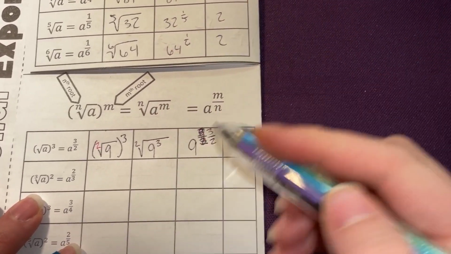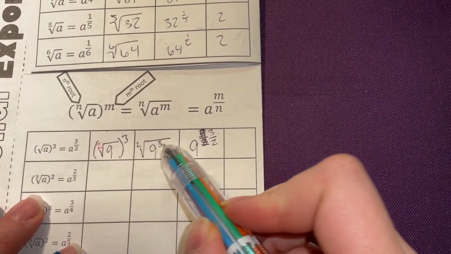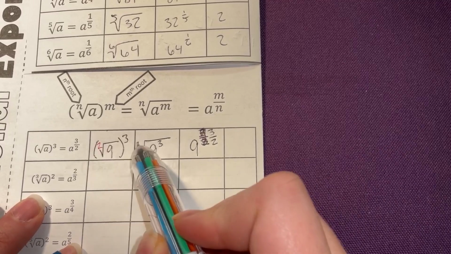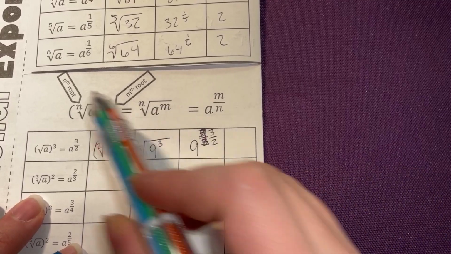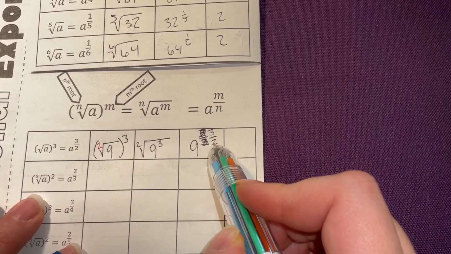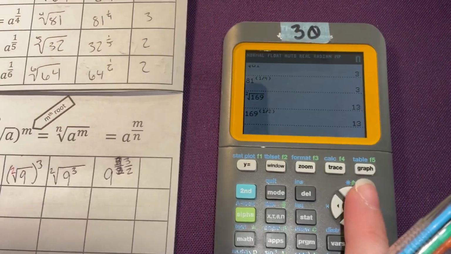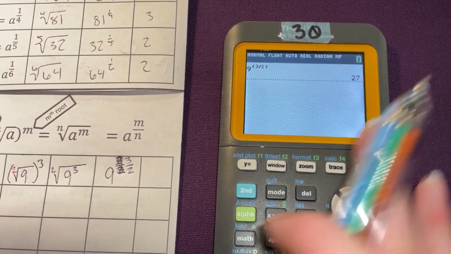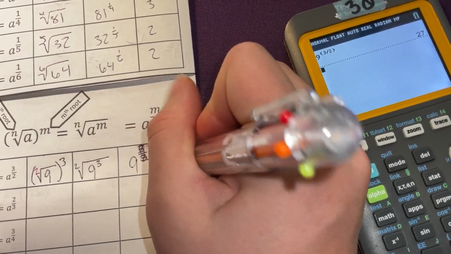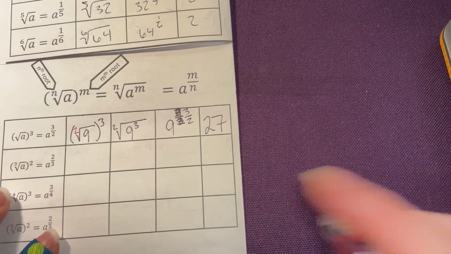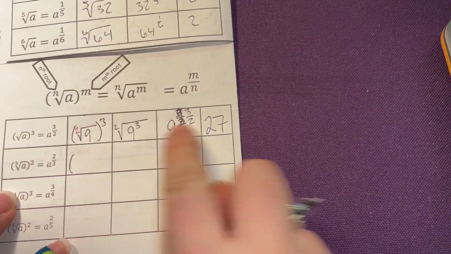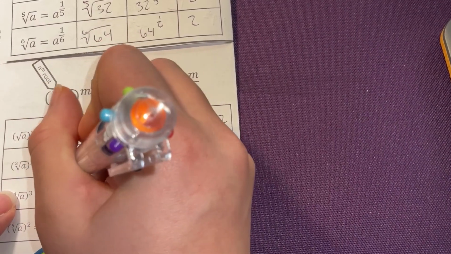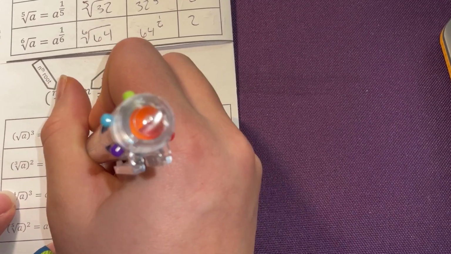I did it backwards. All right, so your exponent is the top of your fraction, the numerator. Your radical number, your nth root, is your denominator. And then I would just type this into my calculator. So I got 9 to the 3 divided by 2, and I get 27. Sorry for the boo-boo there. Okay, so why don't you just use this example and see if you can fill out the rest of these that I have for you here.